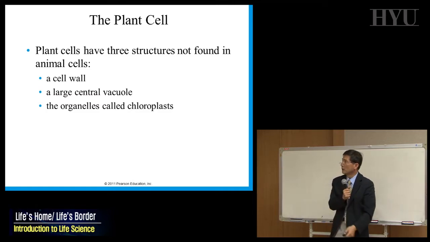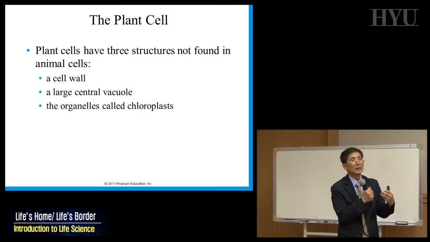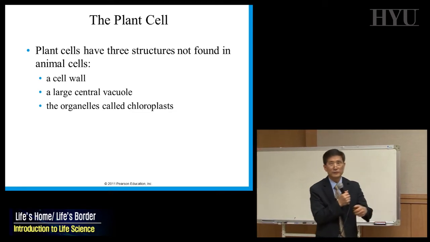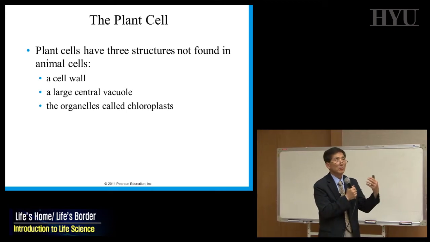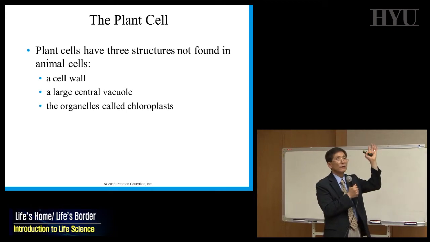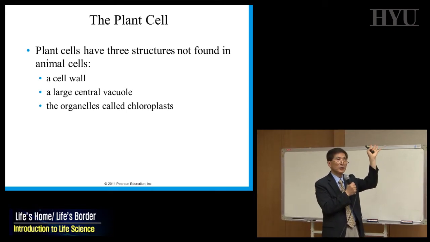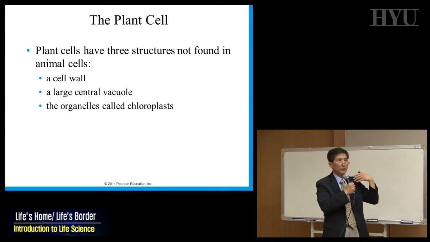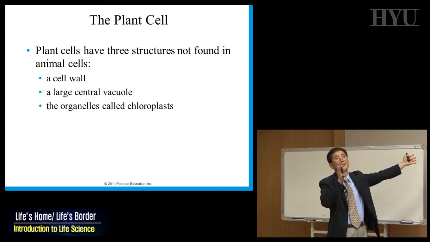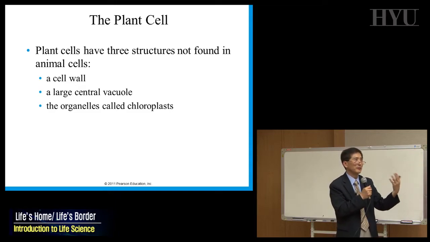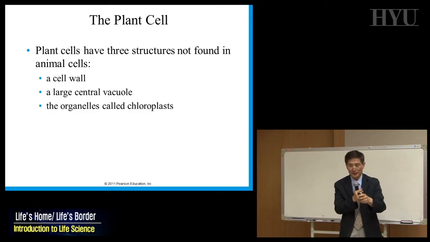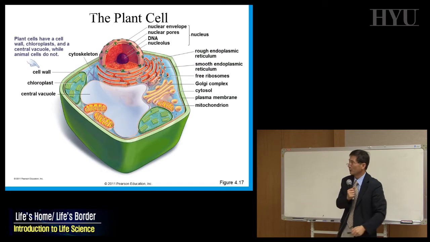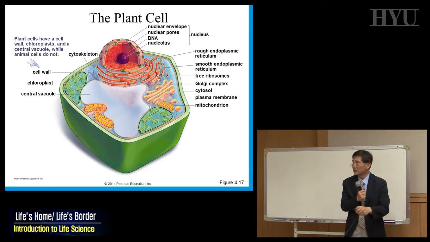The third one is an organelle called chloroplast. Because of this chloroplast, plant cells can do photosynthesis. In other words, with the sunlight, they can make sugar. How nice. What if we had chloroplast in our cells? We would just go out in the sun, and you wouldn't have to eat lunch. It would be very nice, but you can't. So this is the plant cell.